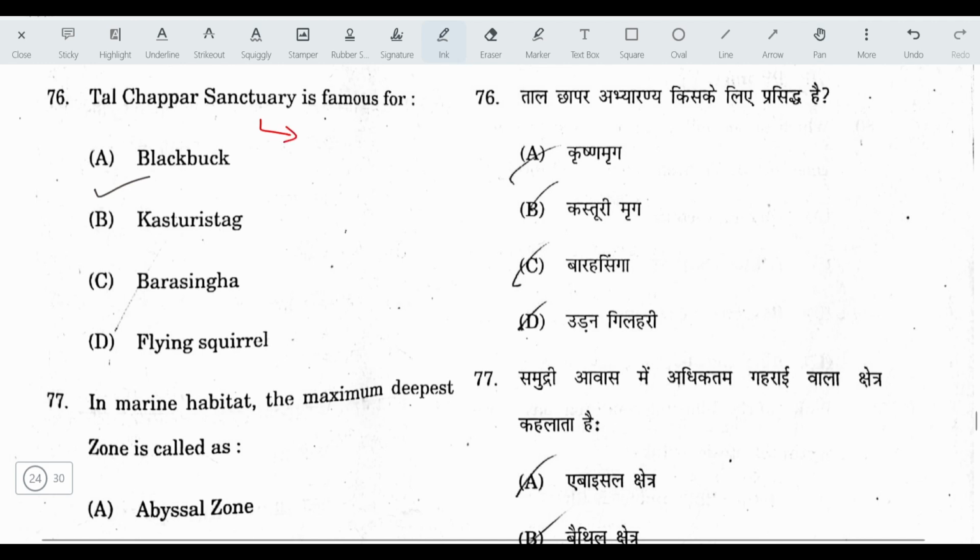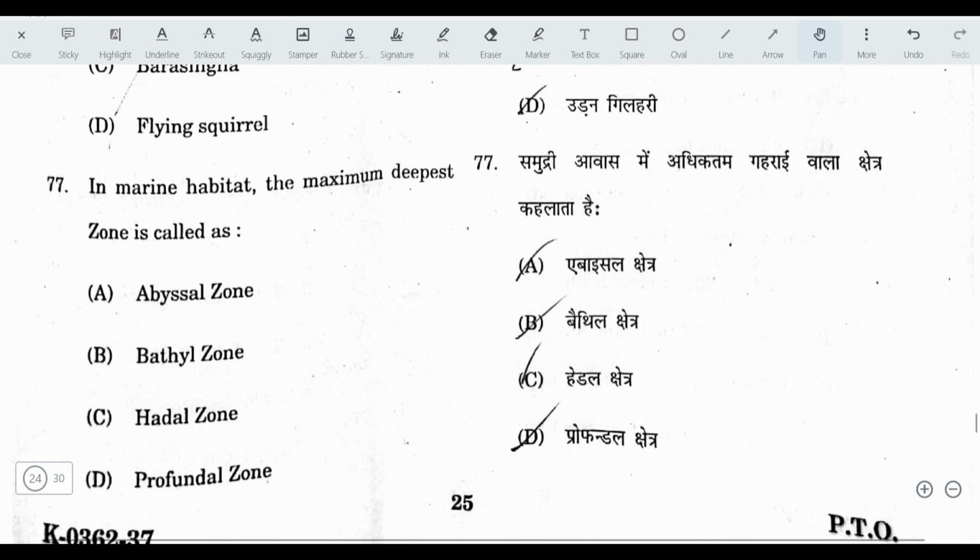And this sanctuary is in Rajasthan. Where is it? It is in Rajasthan, and it is famous for black buck. Next question: in a marine habitat, the maximum deepest zone is called as. The maximum deepest zone, which is typically 6,000 meters in oceanic trenches, is called the Hadal zone.